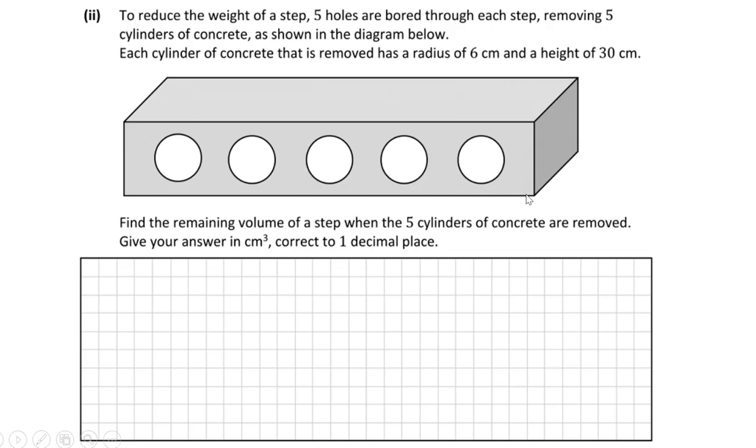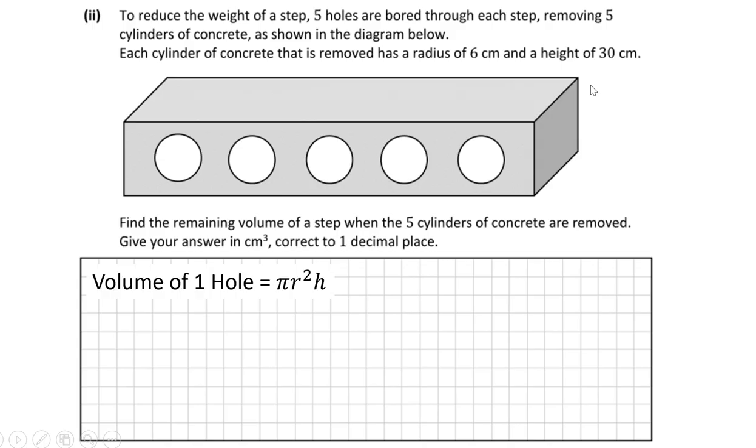Part 2, to reduce the weight of the step. So what we're going to do is we're going to bore a hole in the step and we're going to remove 5 cylinders of concrete as shown in the diagram below. So each cylinder of concrete that is removed has a radius of 6 centimeters and a height of 30 centimeters.